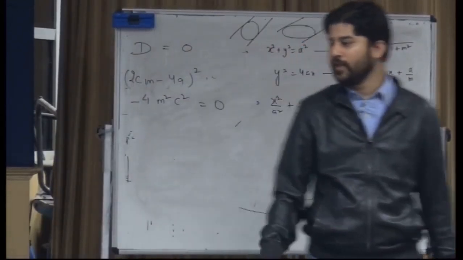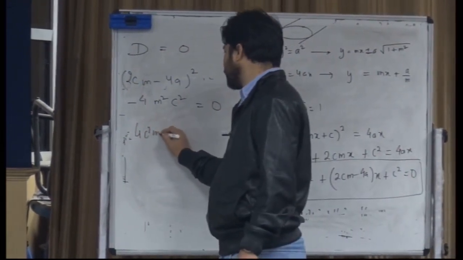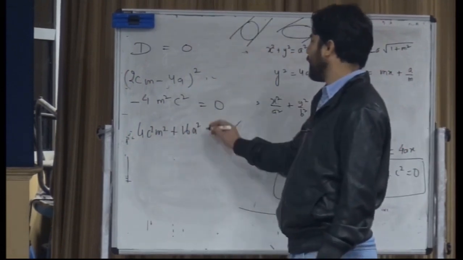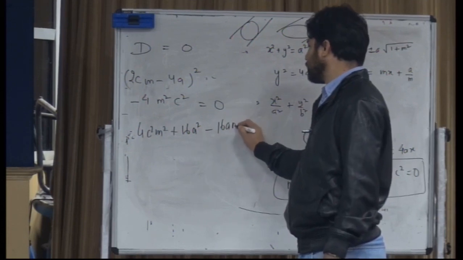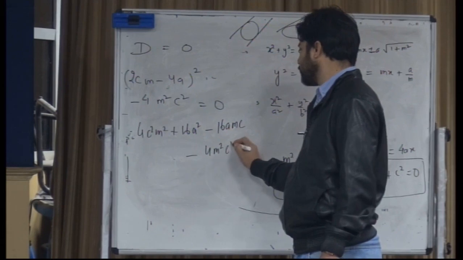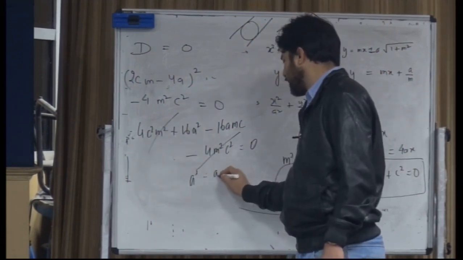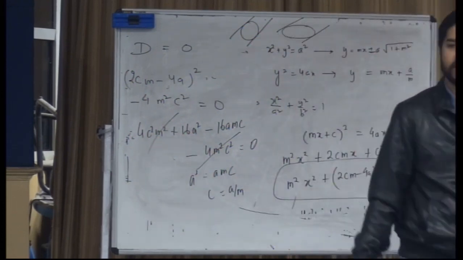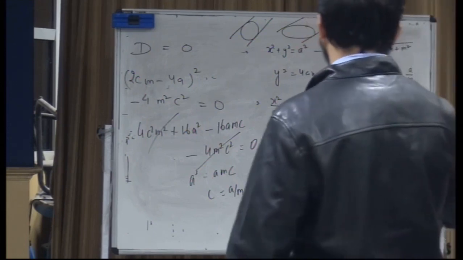समझ में आ रहा है? Now sorting it out, you will get 4c square m square plus 16 a square minus 16 amc minus 4m square c square. So you will get a square is equal to amc, c is equal to a by m, right? Similarly, try to find for ellipse.